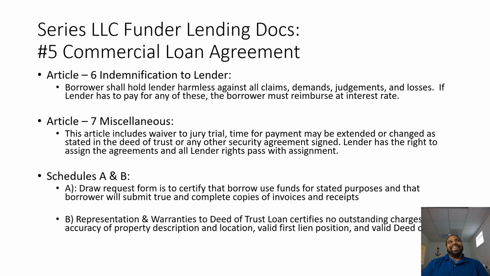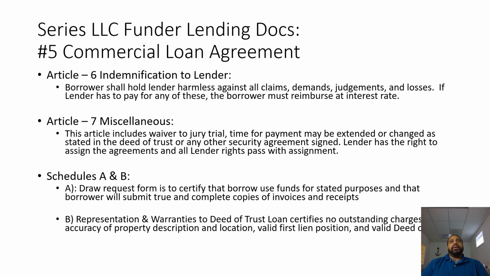Article 7 is the miscellaneous article, and you will notice in a lot of these documents that there's a section or a clause for miscellaneous, and you have to be real careful because there's a lot of words, very legal terms. So you definitely want to make sure that you read over these miscellaneous terms and have a legal representation interpret it if you need. But this article includes a waiver to trial. Oftentimes in these miscellaneous clauses, there will be a waiver to a jury trial. These hard money lenders do not want to tie this thing up in court.